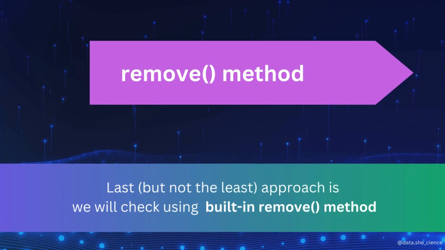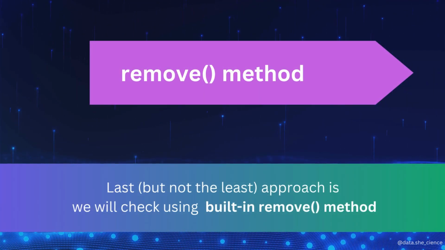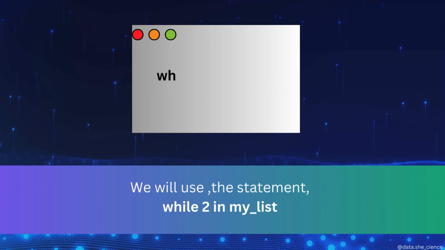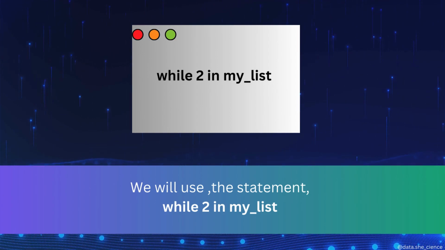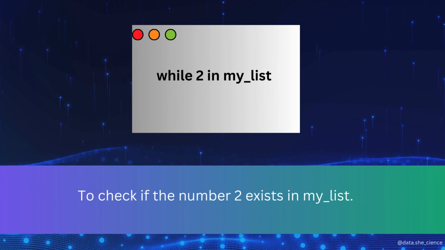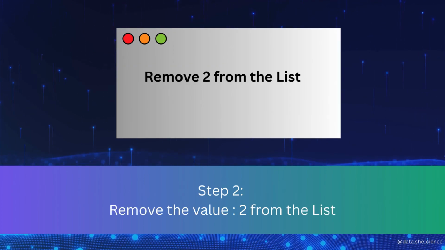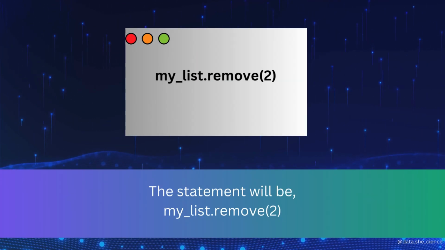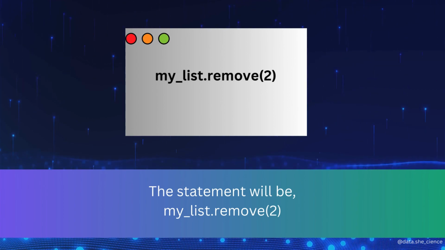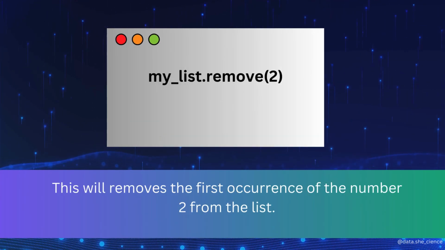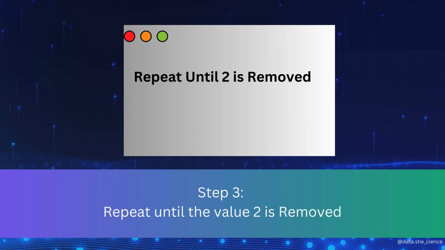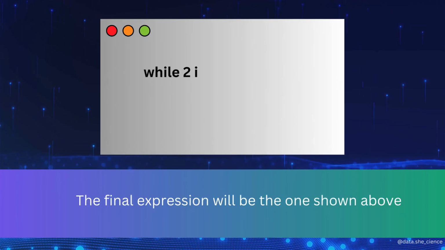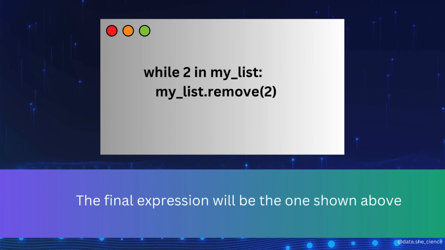Last but not the least approach is we will check using built-in remove method. Step 1. Check for element in the list. We will use the statement while 2 in mylist to check if number 2 exists in mylist. Step 2. Remove the value 2 from the list. The statement will be mylist.remove inside parenthesis 2. This will remove the first occurrence of the number 2 from the list. And step 3, repeat until the value 2 is removed. The final expression will be the one shown above.